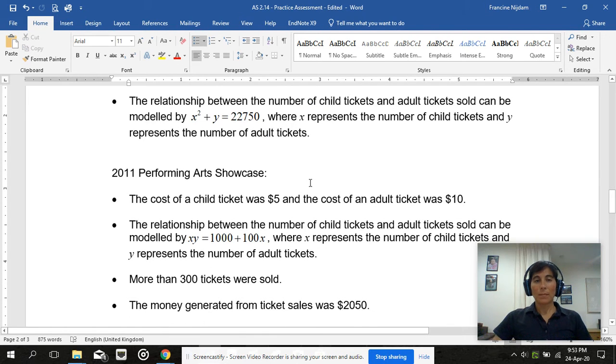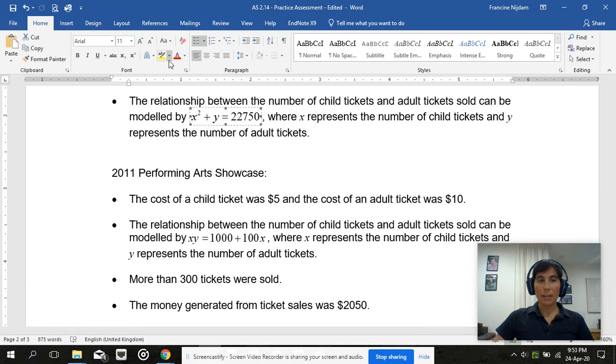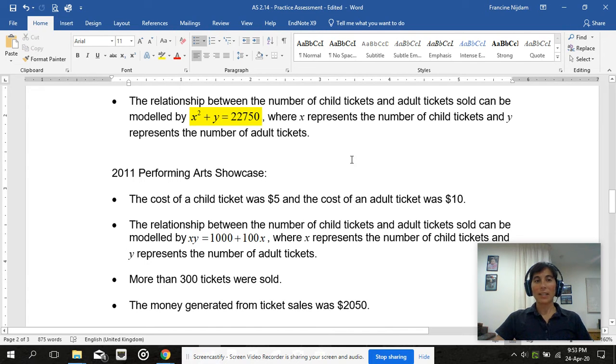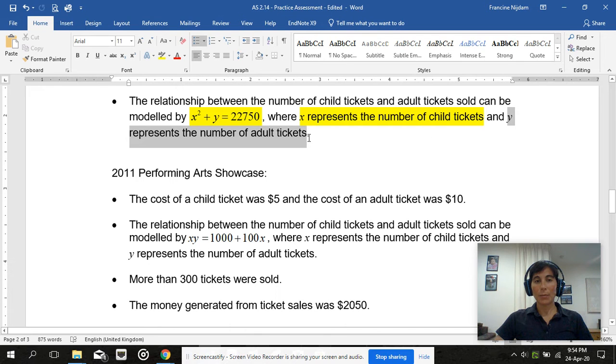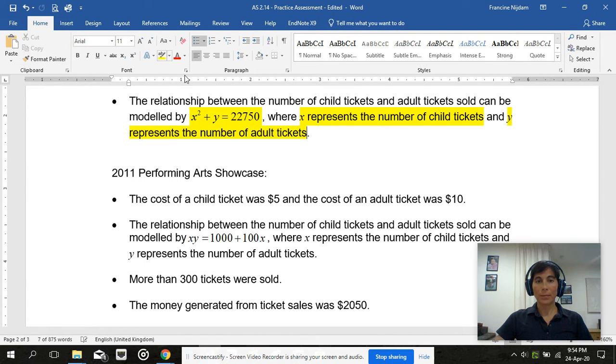The relationship between the number of child tickets and adult tickets sold can be modelled by this equation. So again, this is another bit of key information for us, so I'll highlight it. So we've got x squared plus y equals 22,750, where x represents the number of child tickets, I think that's quite critical, and y represents the number of adult tickets. Again, a very important bit of information there.